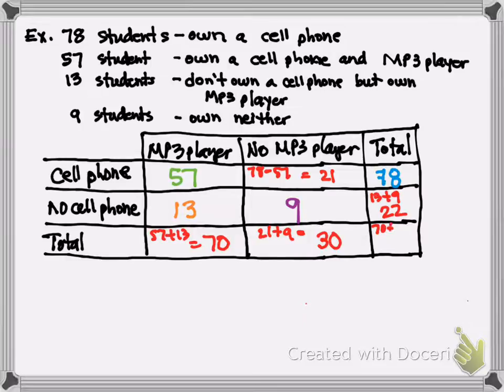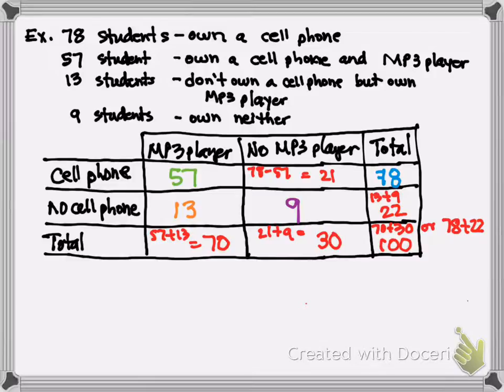Whether I do it this way, 70 plus 30, or 78 plus 22, I get, oh, that's right, yep, I get 100. That's kind of convenient. That worked out nicely.